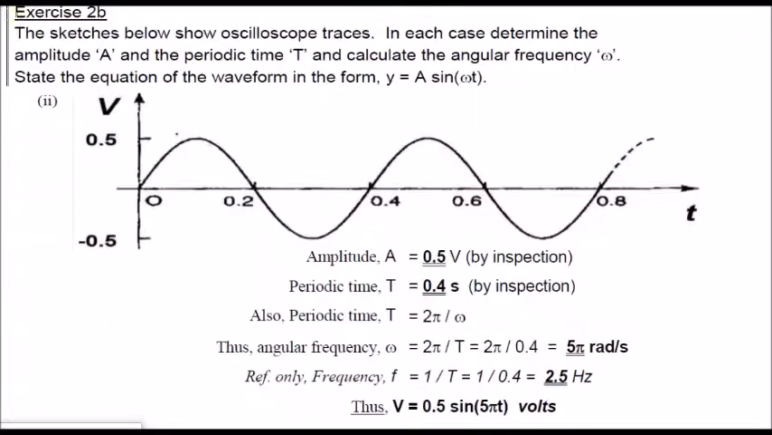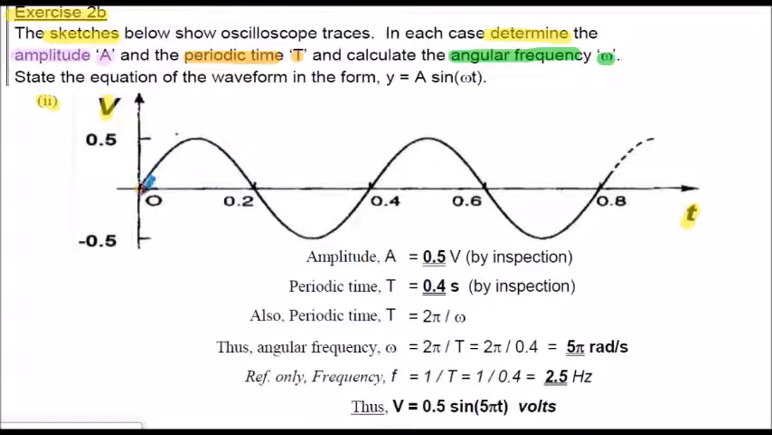And here's the solution for exercise 2b part 2. Again, we're given a sketch below and we're asked to determine the amplitude, capital A, the periodic time, capital T, and the angular frequency, omega. The solution is shown below, and I will let you work through the solution at your own pace. Just note, in this particular case, the y-axis is actually labelled V for voltage. Horizontal axis is still labelled little t for instantaneous time.